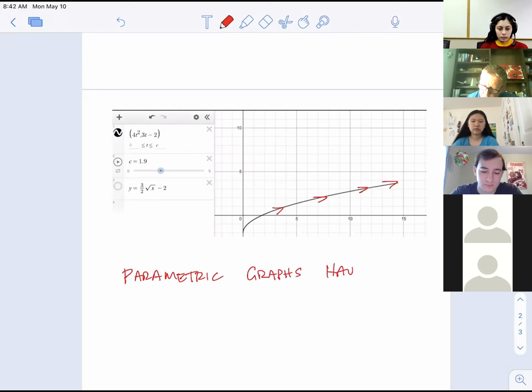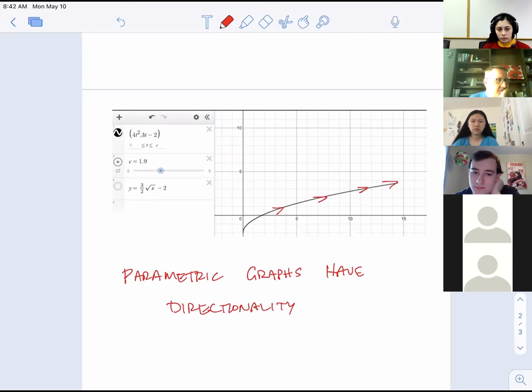Graphs have direction. Directionality, is that a word? Seems like it should be. So that's kind of cool. You can convert back and forth. That's just kind of interesting.